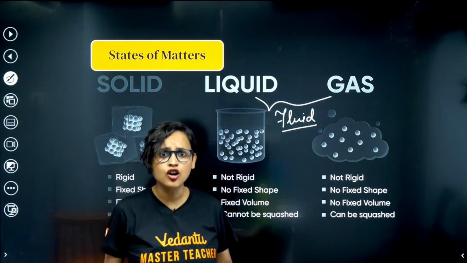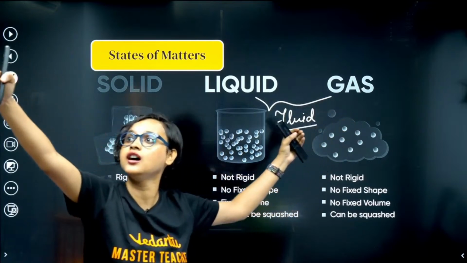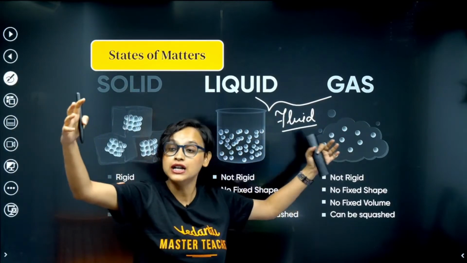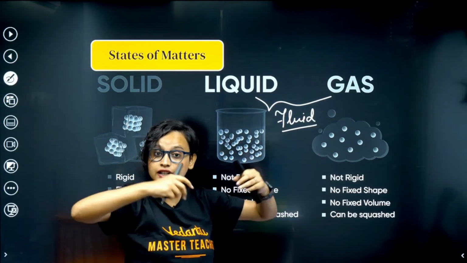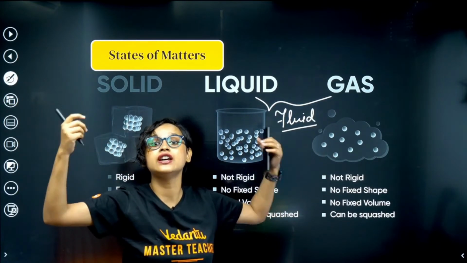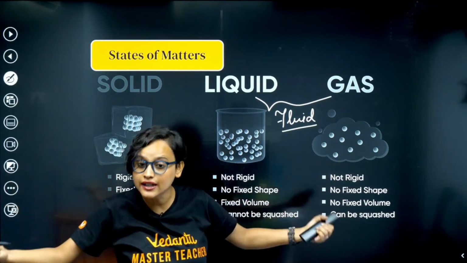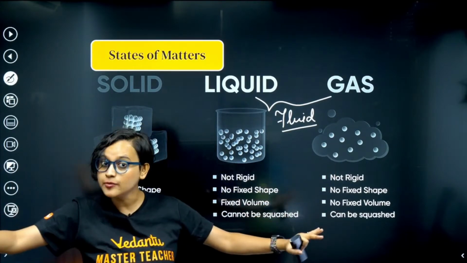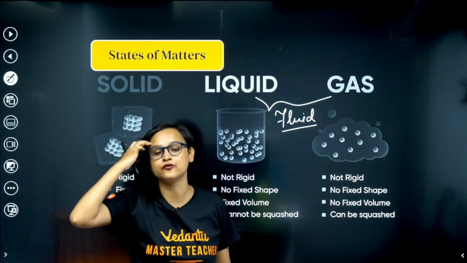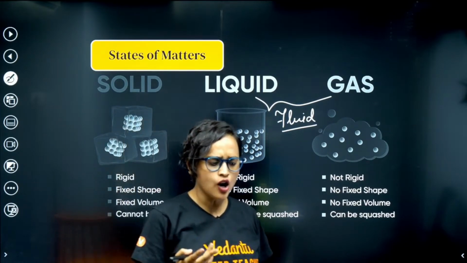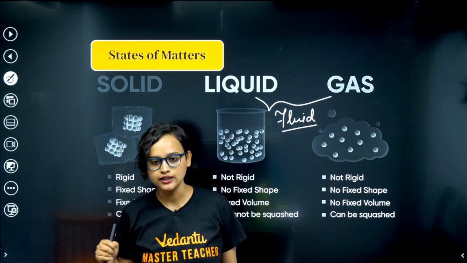Now we move to gas. Gases obviously are not rigid. If here is a molecule, then there is another molecule, right? There is a huge gap. The intermolecular forces are very weak. You can completely detach them very easily. They do not have any fixed shape, and this time they do not have fixed volume also. Okay, let me give you an example.